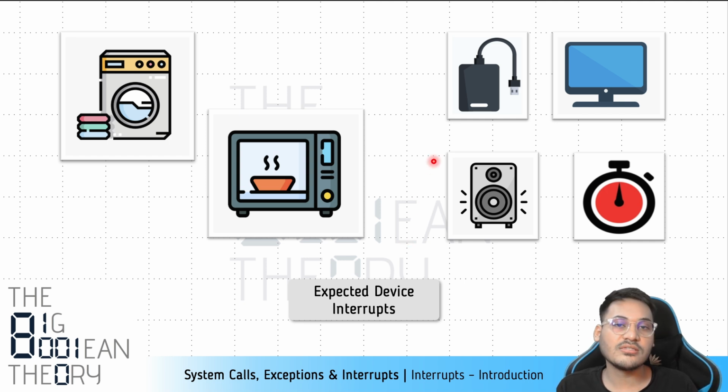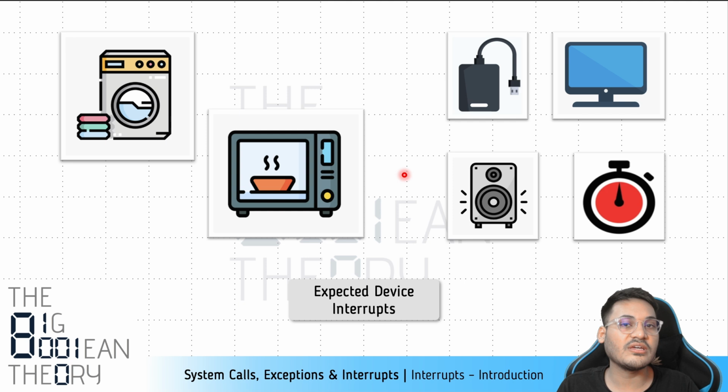So the IO devices which follow the interrupt driven IO, right? The interrupts that they raise come under the class of expected device interrupts. Why is it the case? We just talked about interrupt driven IO, so let me explain this with an example. When you start the washing machine, then you are expecting that after some time the washing machine will alert you that the washing is complete.